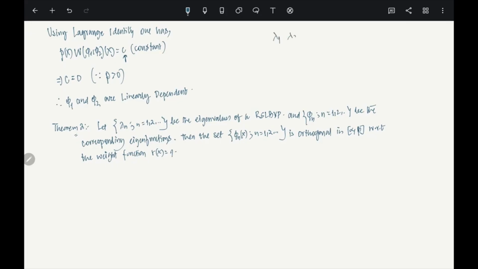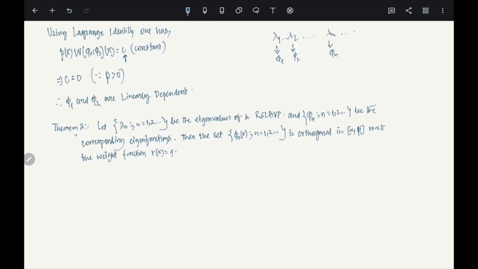lambda n, it goes on like this. Now, corresponding to lambda 1, you have phi 1. Corresponding to lambda 2, you have phi 2. Corresponding to lambda n, you have phi n. The question is, what is the relation between phi 1, phi 2, phi n? The relation is that they are going to be mutually orthogonal to each other.